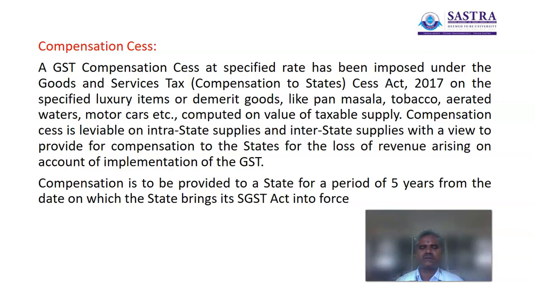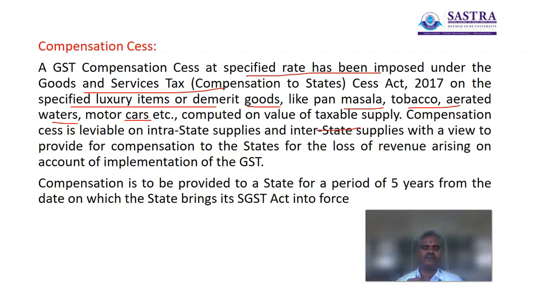When we supply goods, we collect CGST, SGST or IGST. What is compensation cess? The GST compensation cess is a specified rate imposed under the Goods and Services Tax (Compensation to States) Cess Act on specified luxury items or demerit goods like pan masala, tobacco, aerated waters, motor cars, etc., computed on the value of taxable supply.